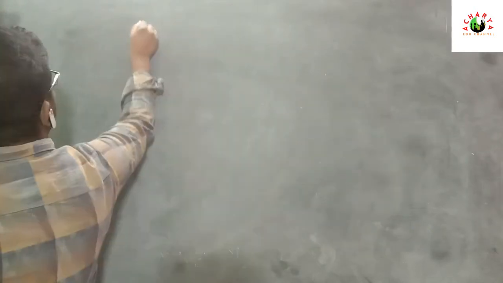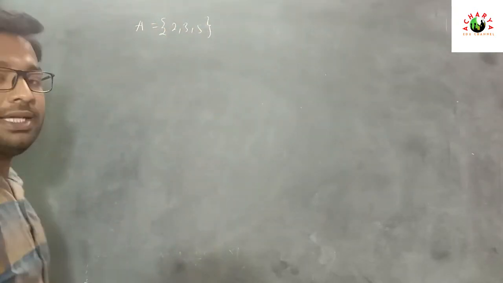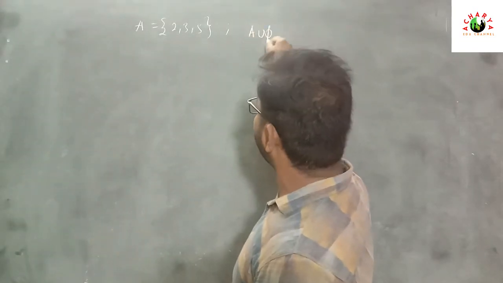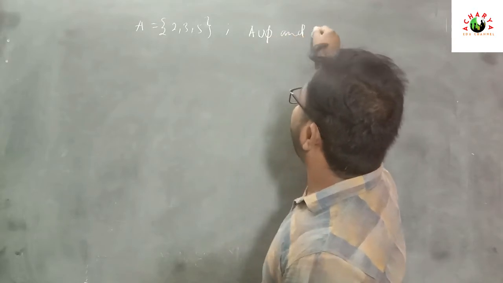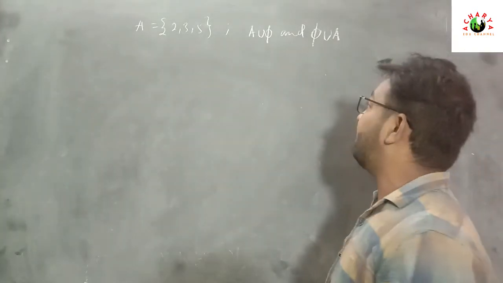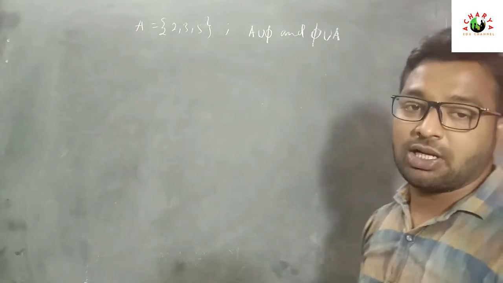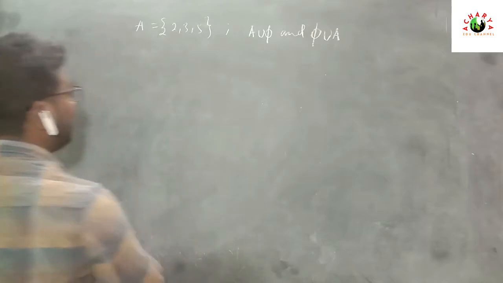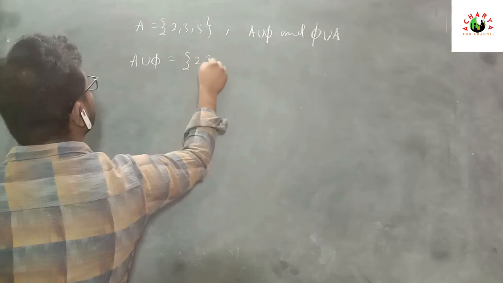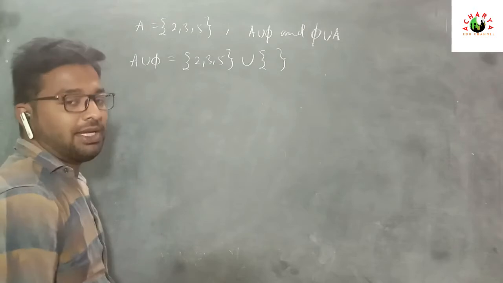Okay. Next, A is equal to {2, 3, 5}. Find out A union phi and phi union A. Okay, so here phi represents the empty set, void set or null set. So A union phi is equal to {2, 3, 5} union phi, and phi means empty set.